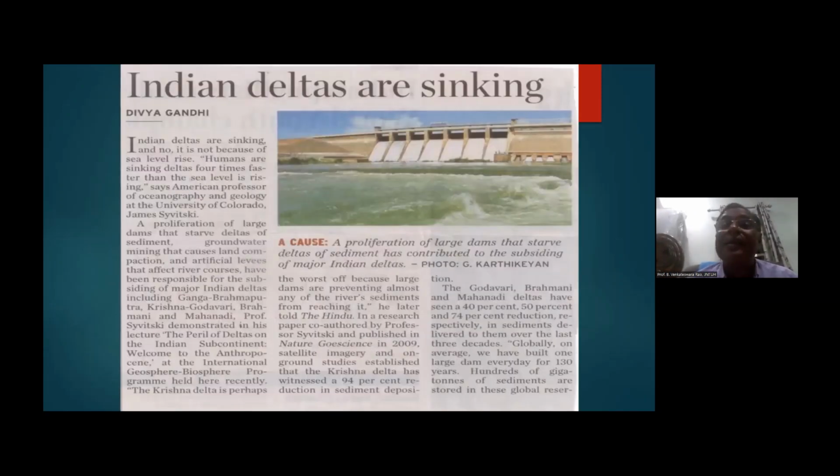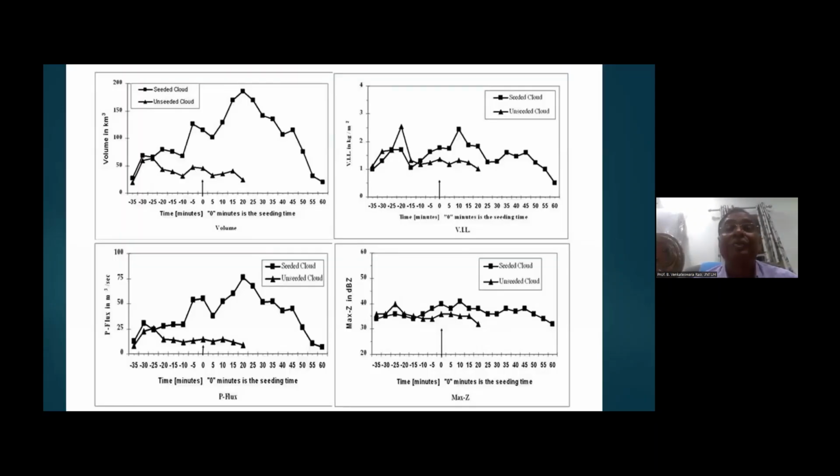So Indian deltas are sinking. This is another concept. As we have seen, rivers like Krishna and Ganga are drawing lesser and lesser surface water and lesser sediments at the mouth when they are joining the sea. So deltas are not getting that silt and sand, which once upon a time they used to get. That's why when the sea level rises because of climate change, these deltas are getting inundated. So this is also another climate change effect.